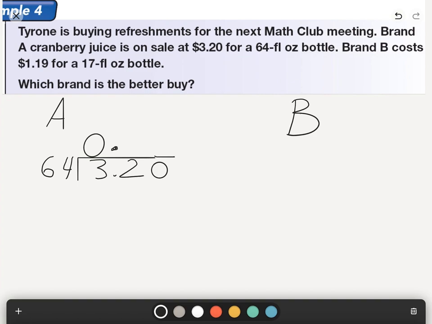I can think, okay, there's no 64s in 3, and there's no 64s in 32. But I do know that 64 times 10 is 640. And I do know that 320 is half of 640. So that has to be 5. So that one's going to be 5 cents. So now for brand B, we do the exact same thing for the 17-ounce bottle.